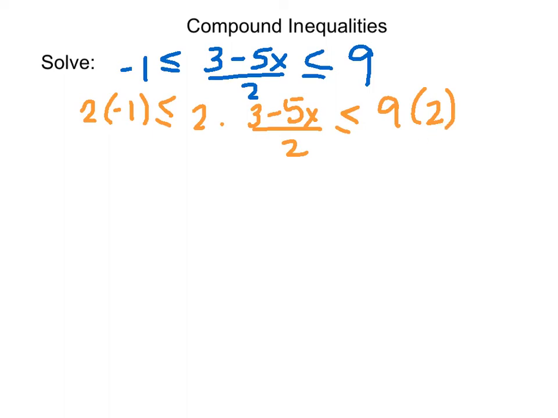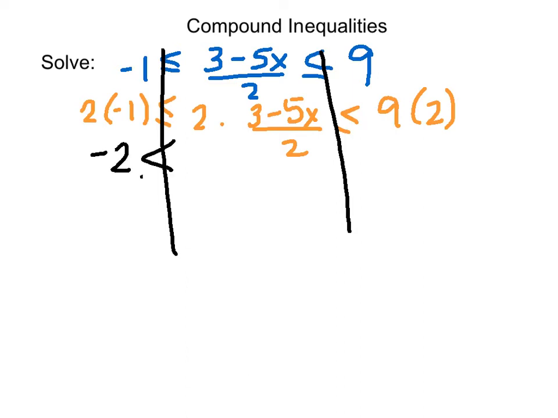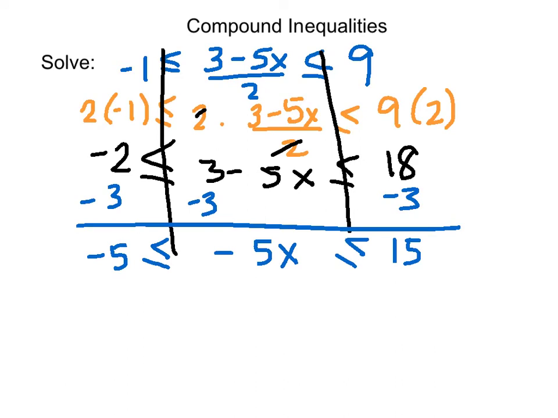What I get on the left side of the inequality, and I should probably draw you the lines to determine the parts of the inequality, okay, so 2 times negative 1 gives me negative 2, less than or equal to. Remember, these 2's are going to go away, and I have 3 minus 5x in the middle is less than or equal to 18. Now all I need to do is get rid of this positive 3 and this negative 5. To get rid of the positive 3, I subtract 3 from each part, and I get negative 5, negative 5x, and 15.